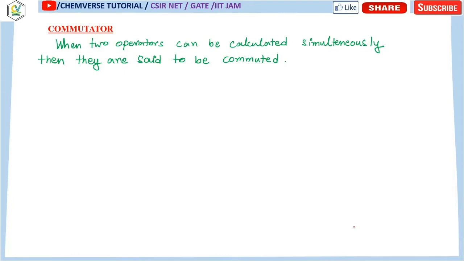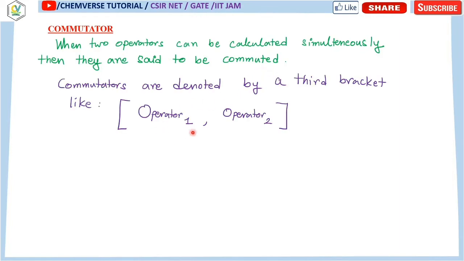So the point is, what is a commutator? It says that when two operators can be calculated simultaneously, then they are said to commute. Now, suppose this is operator 1 and this is operator number 2, and if both the operators can be calculated simultaneously, then they are said to commute. So we can say that operator 1 commutes with operator 2.